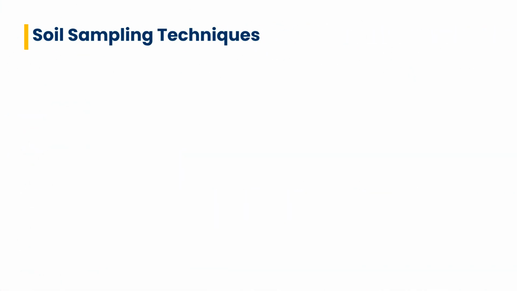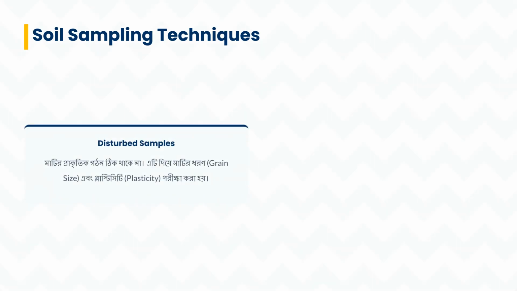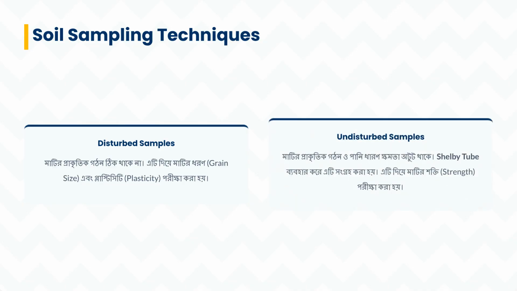Soil sampling techniques include collecting disturbed samples where the natural structure is lost for grain size and plasticity tests. Undisturbed samples retain their natural structure and water content for strength testing using a Shelby tube.